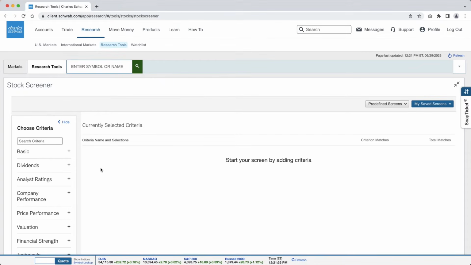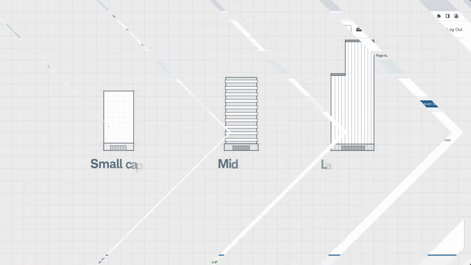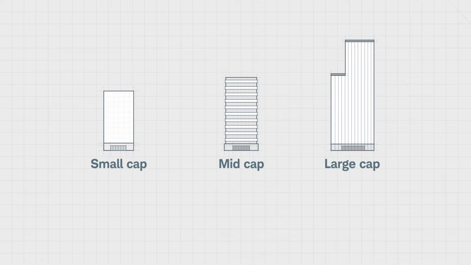Remember that for this example, we're looking for stocks that are fundamentally strong and have a good track record of growth over a few years. But before we get to those criteria, there are some basic ones to address first. We're going to start by searching based on market capitalization. This basically measures how big a publicly traded company is.